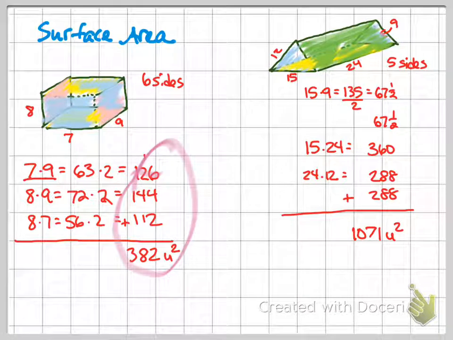On the triangular prism, I started with the triangles, which was 15 and 9. My 9 was my height. 15 times 9 divided by 2 gives me 67 and a half. There are 2 of those triangles, so those 2 are done. 15 times 24 is the base. That's 360. 24 times 12 are the 2 sides indicated by green, and there are 2 of them. That gives me a final surface area of 1,071 units squared.